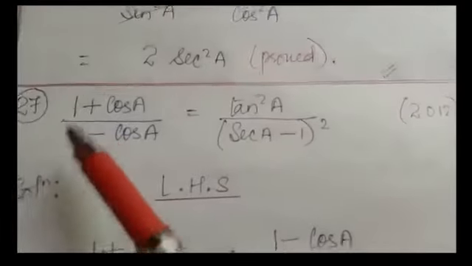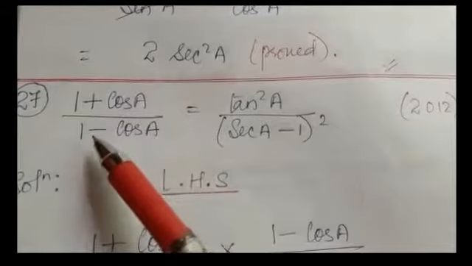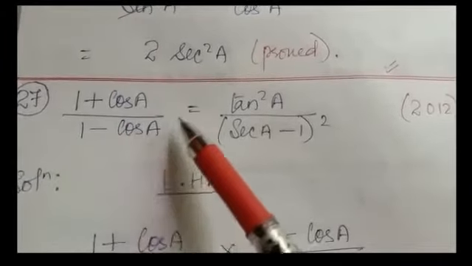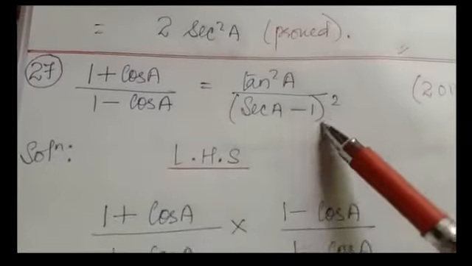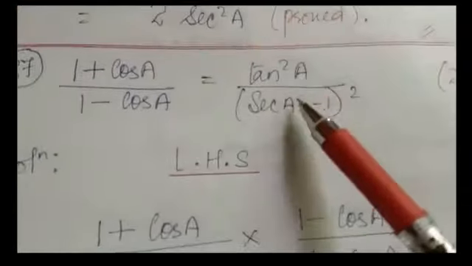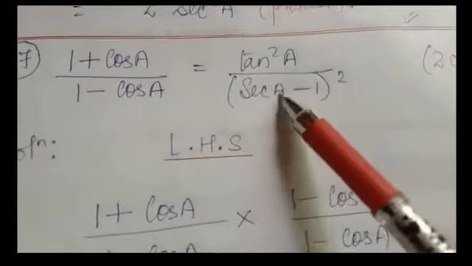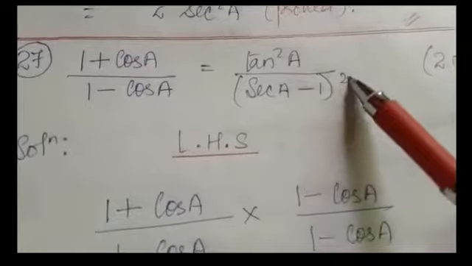Now next question number 27. (1 + cos A) / (1 - cos A) = tan²A / (sec A - 1)². First you copy the left hand side. After that you compare this left hand side with the right hand side.